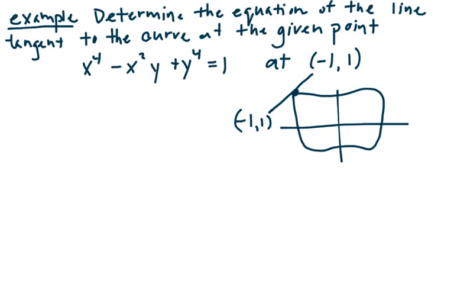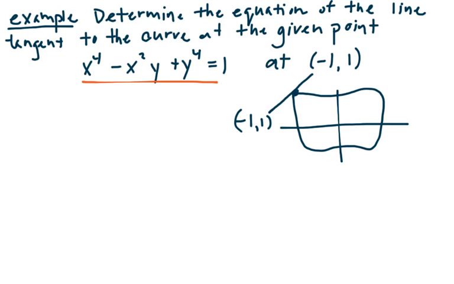In order to determine the equation of the line tangent to the curve at the given point, we really need to know the slope of that line. The only way we're going to be able to find the slope of that line is if we find dy/dx. So we're going to take the derivative with respect to x of our function here. With implicit differentiation, when we have y's and x's, typically we're taking the derivative with respect to x, and we're assuming that y depends implicitly on x.